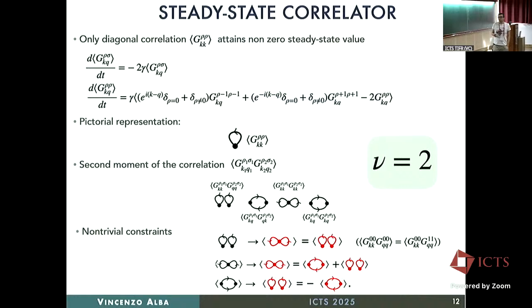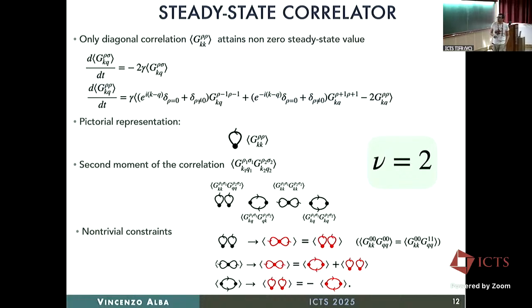And one reason why I decided to work on this is because you can produce nice pictures. So you can represent this object pictorially in this way, with this circle. So the black dot is momentum. You see, you start from k and you end up in k. And here I do not report the cell indices, for now.